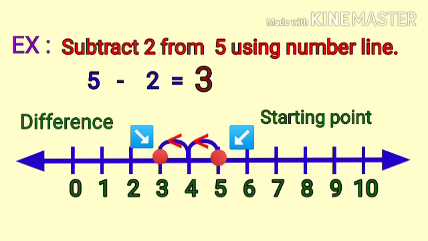Whereas to do addition, we took forward jumps from starting point. But here we took backward jumps from starting point. Is it clear, children?